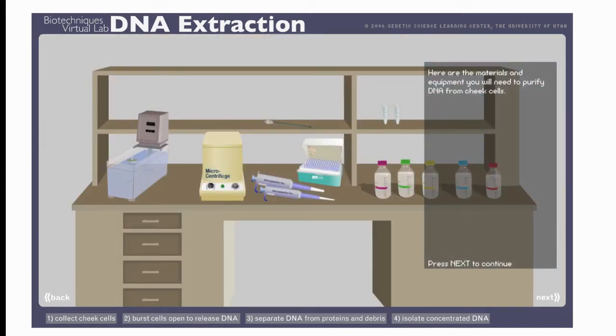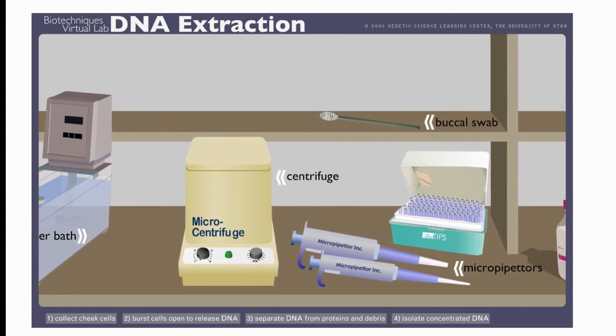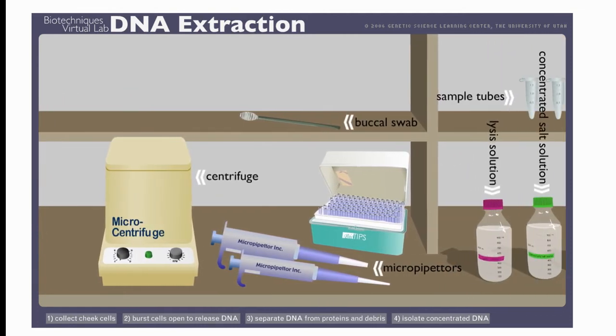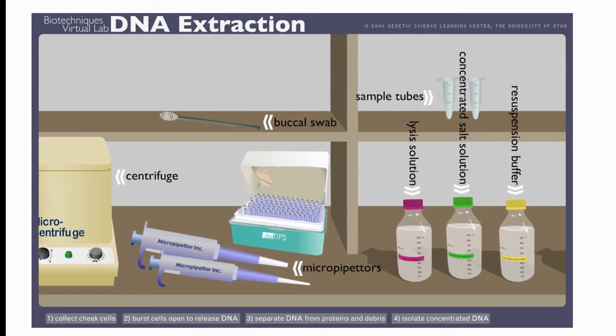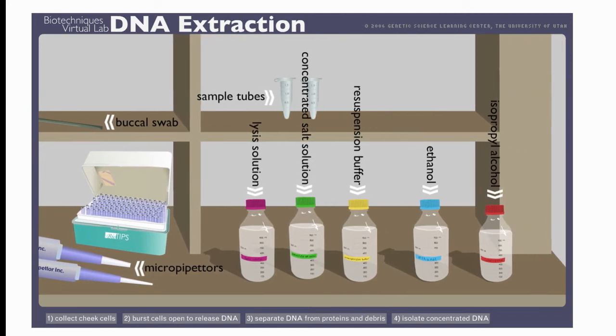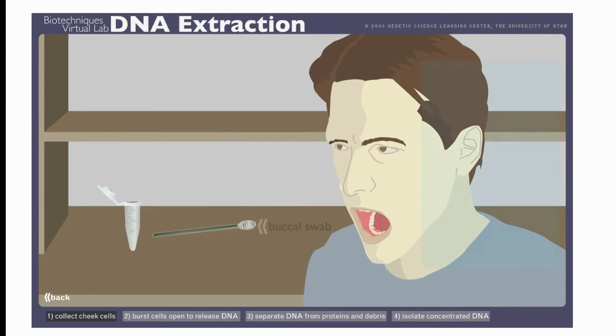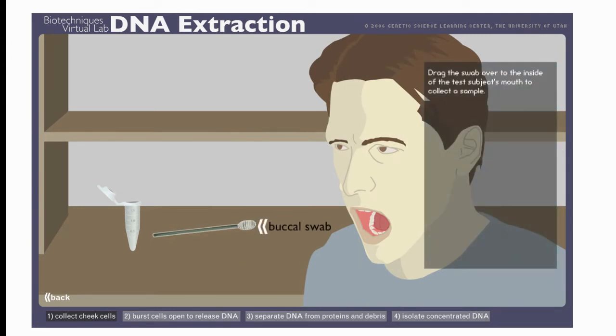In the lab, you'll find the materials that we'll use for the experiment. We will use a warm water bath, a microcentrifuge, micropipetters, swabs, sample tubes of lysis solution, a salt solution, a resuspension buffer, and two different kinds of alcohols. To collect the epithelial cells, we use a buccal swab to scrape inside the subject's mouth. Epithelial cells on the inside of the subject's mouth will transfer over to the swab.